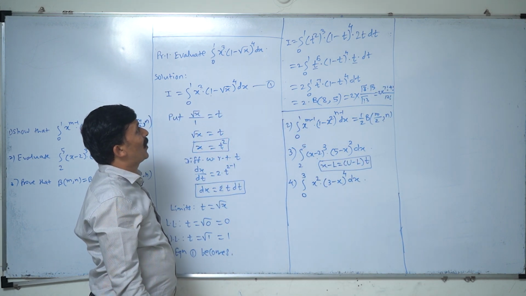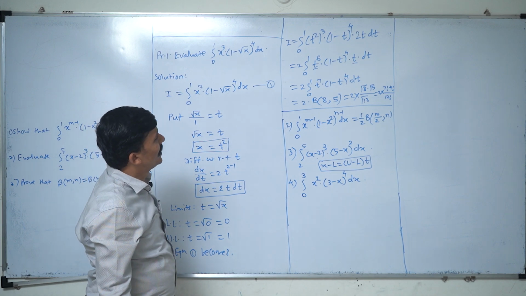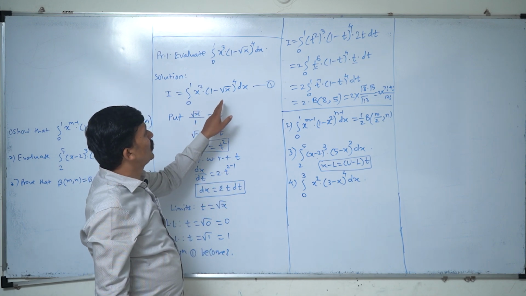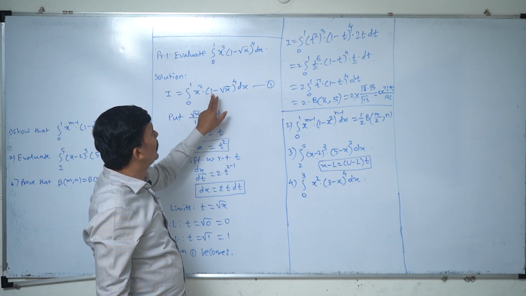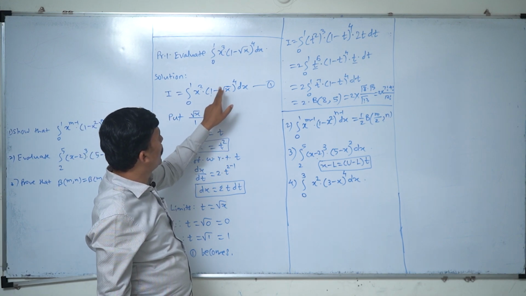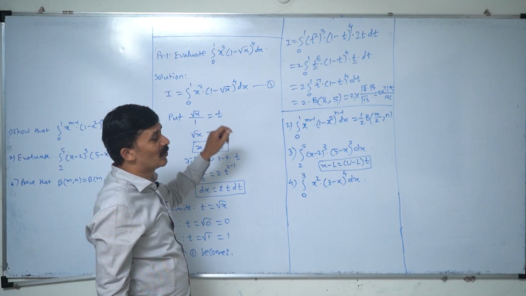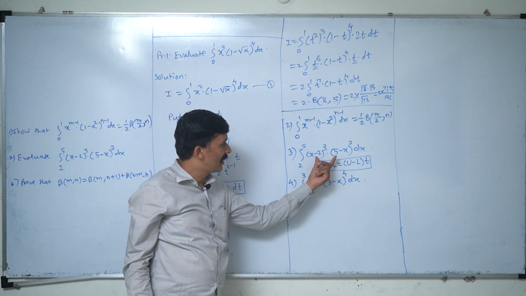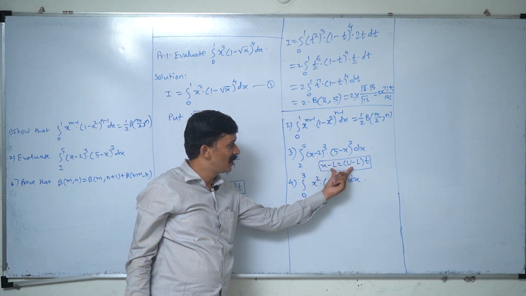So this is the first problem. So in beta function, we have to use two substitutions. If the integral contains a single bracket, then the substitution is second term upon first term equals to t. If the integral contains two brackets, then you have to use this substitution.